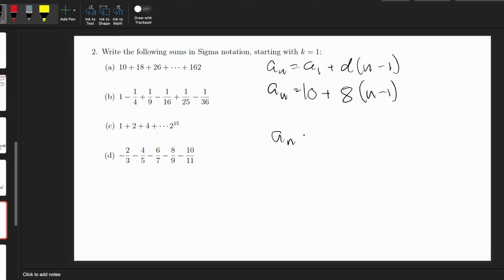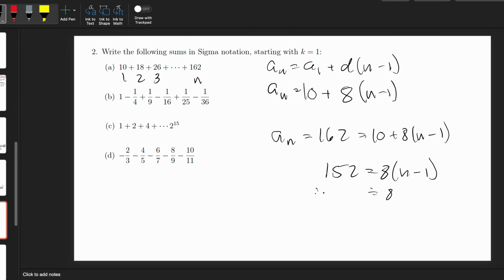Well, if a sub n is 162, then that's equal to 10 plus 8 times n minus 1. I can solve for n. I can solve for whatever number this corresponds to. Because this is the first term, this is the second term, this is the third term. But what is this term? This is the nth term, right? So I want to find out what is n. And to do that, you can just set these two equal to each other. This is going to be 152 equals 8 times n minus 1. I'm going to divide by 8 now. So 152 over 8 is 19 equals n minus 1. So that's telling me n is equal to 20.